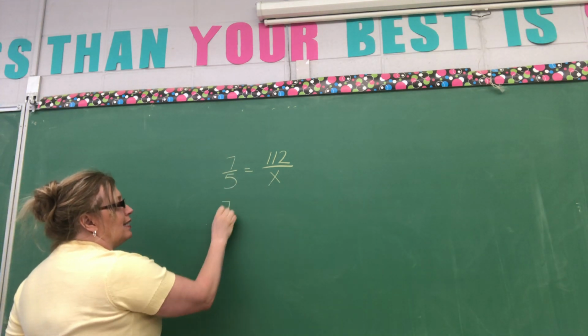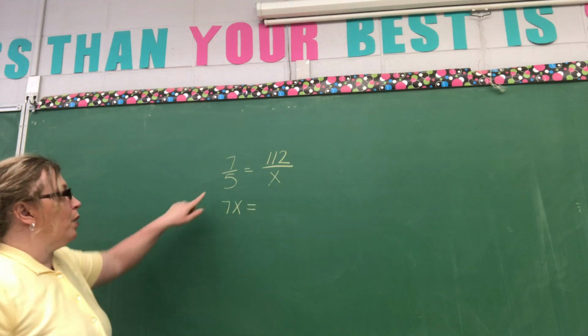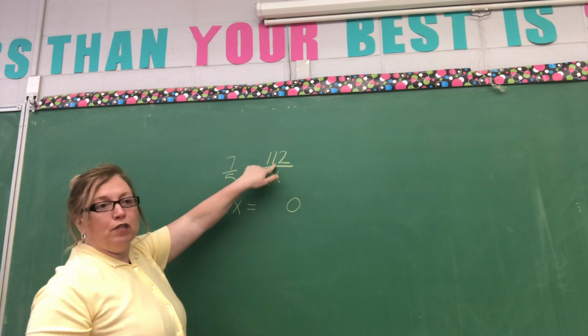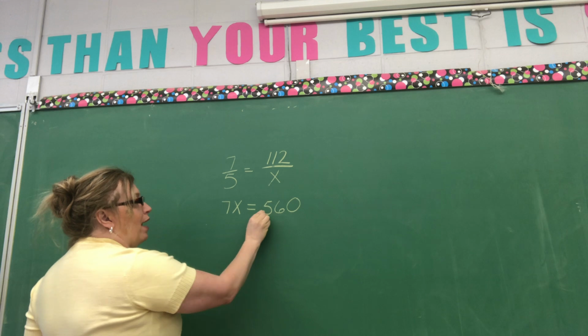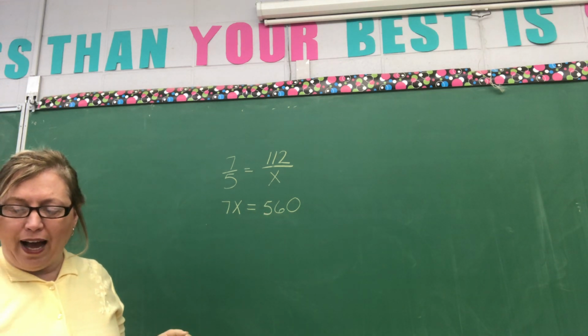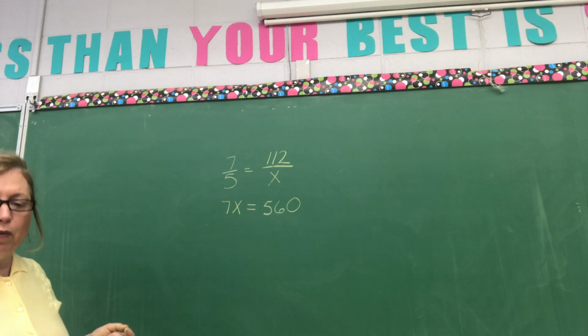Now, all I need to do is cross multiply. 7 times X is 7X. And 5 times 112, well, 5 times 2 is 10. 5 times 1 is 5, plus the 1 I carried is 6. And 5 times 1 is 5. So I have 7X equals 560.